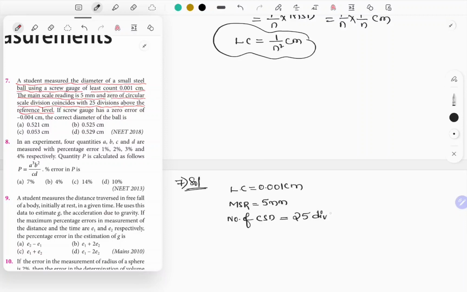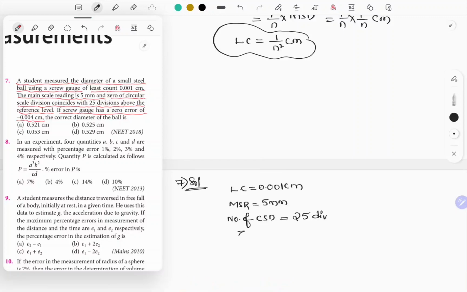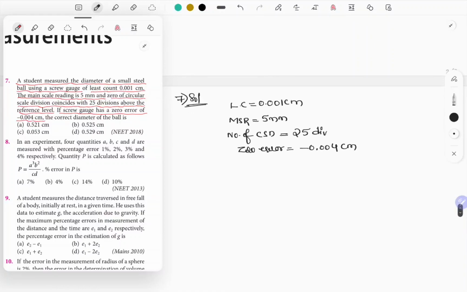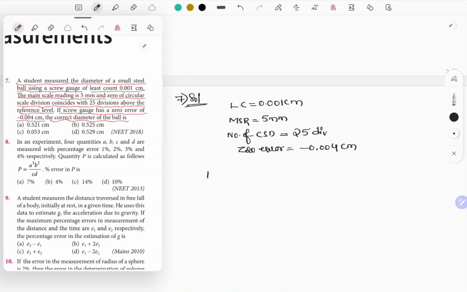Okay. Next, what is the data they have given? If screw gauge has zero error of minus 0.004 centimeter, they have given zero error also. So what is that zero error? Zero error is equal to minus 0.004 centimeter. They are asking correct diameter of the ball. If there is a negative error, we have to add it. If there is a positive error, we have to subtract it from the final reading. Let me get into true reading. So they are asking diameter, right?